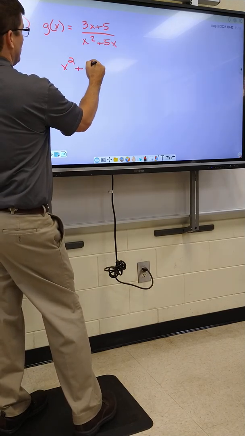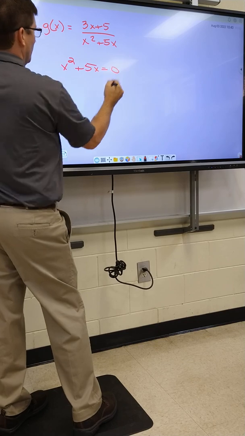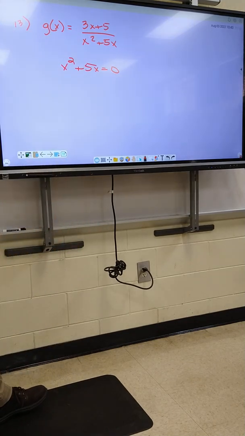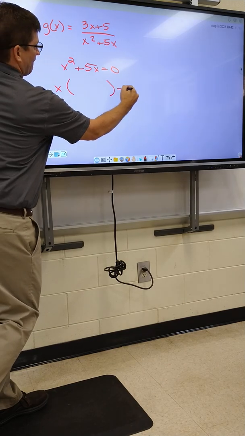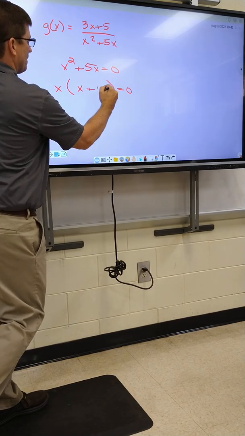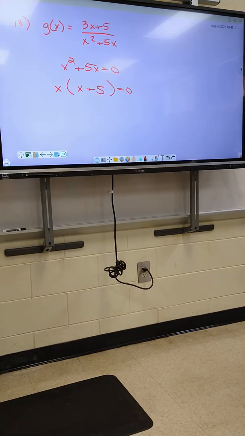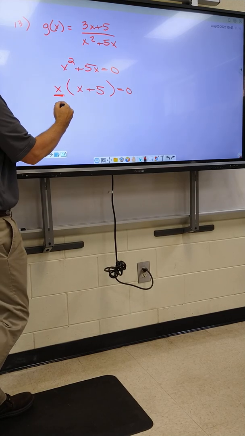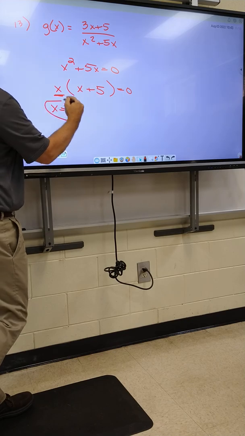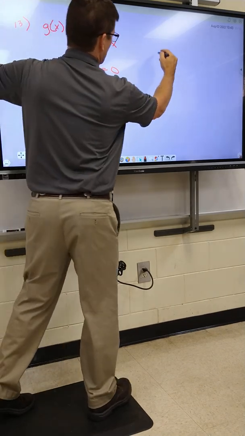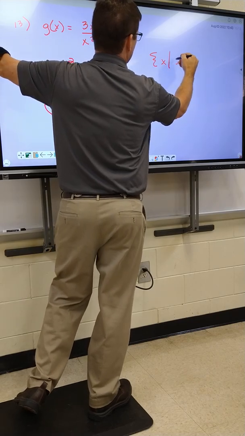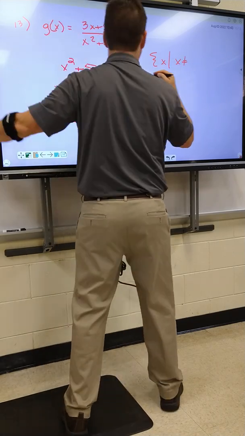Got x squared plus 5x equals 0. All right, what do we do first? Take out an x, right? How many answers will we have on this one? 2. What's the first answer from here? 0. First answer, 0. What's the second answer from here? There we go. So for all my x's on this one, x cannot equal 0 and negative 5.